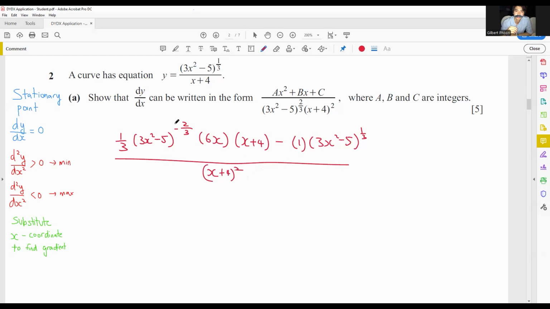Now I have to rewrite this as a fraction and simplify where I can. So simplifying this would actually be, 2.